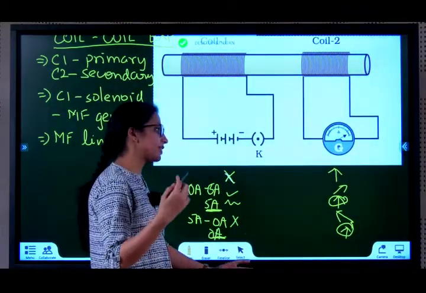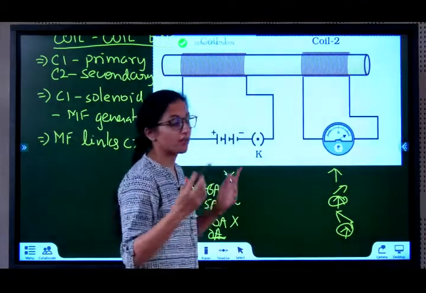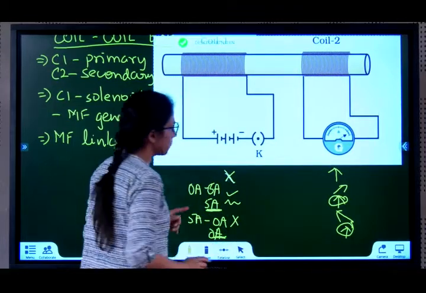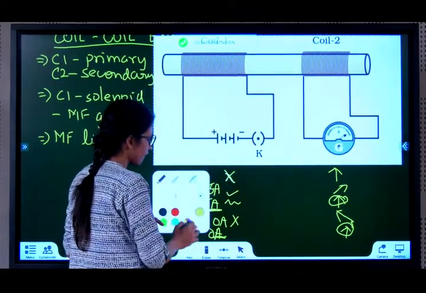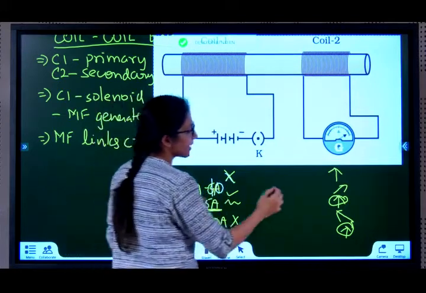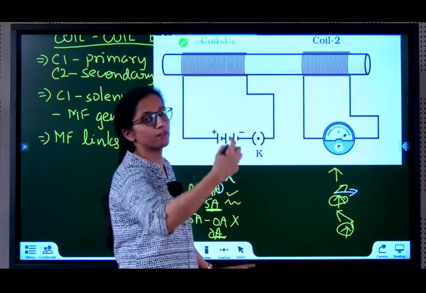When is the current induced? When is there a deflection? Only when the current is changing. Why? We will understand. One more point to note over here is, if the change in current is more, instead of 0 to 5, if I went from 0 to 10, then there will be more deflection. So if the change in current is more, more deflection is observed.